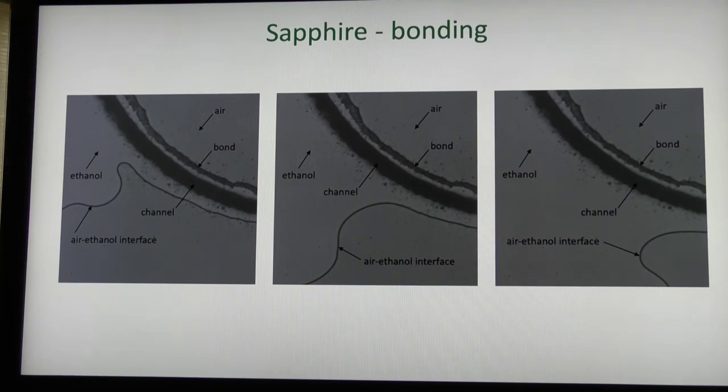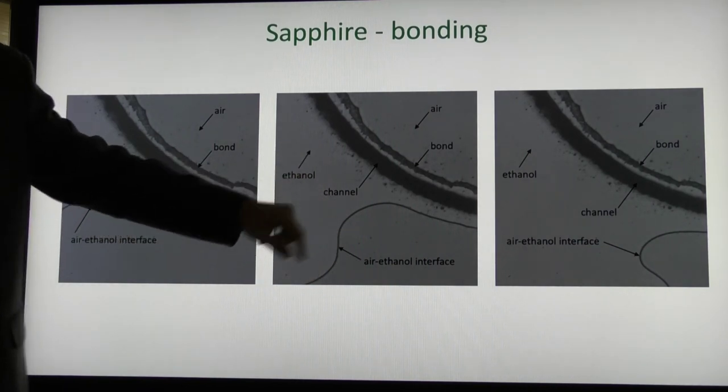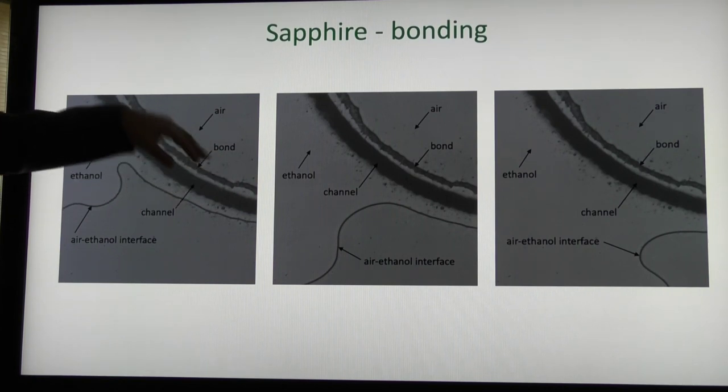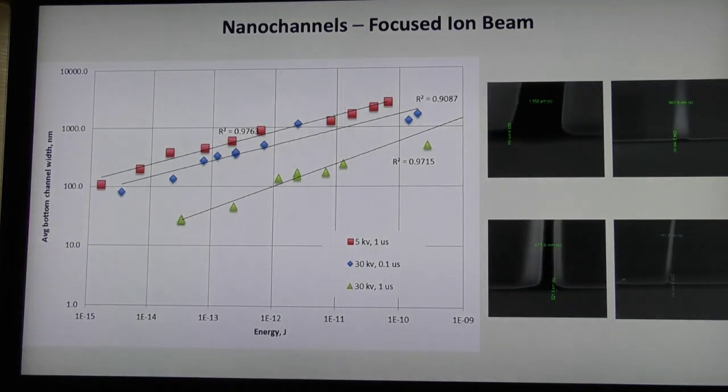And to test the seal, we injected ethanol, so there's air and ethanol, and we looked at the movement of the interface to make sure that it doesn't breach the bond, that the bond is actually there and is able to provide a seal. And we also tested its mechanical properties. That's a manuscript we currently have, we're going to send out for review here soon.